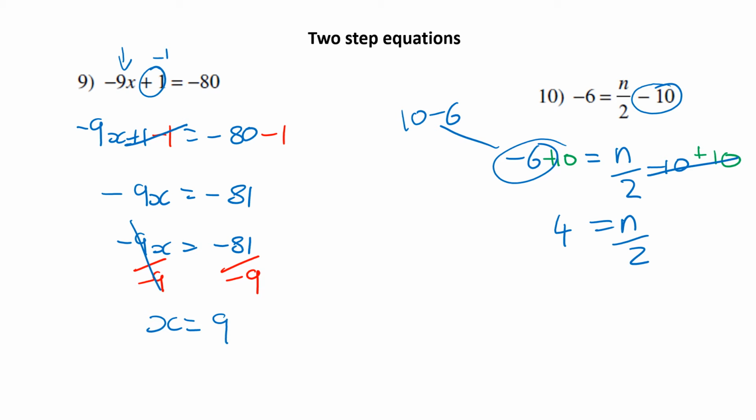So now I've got to get rid of this divide by 2 part. That's this bit here. So my inverse operation is multiply. So let's write this out. I'm going to go 4 equals n over 2. So that means I've multiplied by 2 on that side. And what happens is I can cancel that out, equals n. 4 times 2 equals 8.